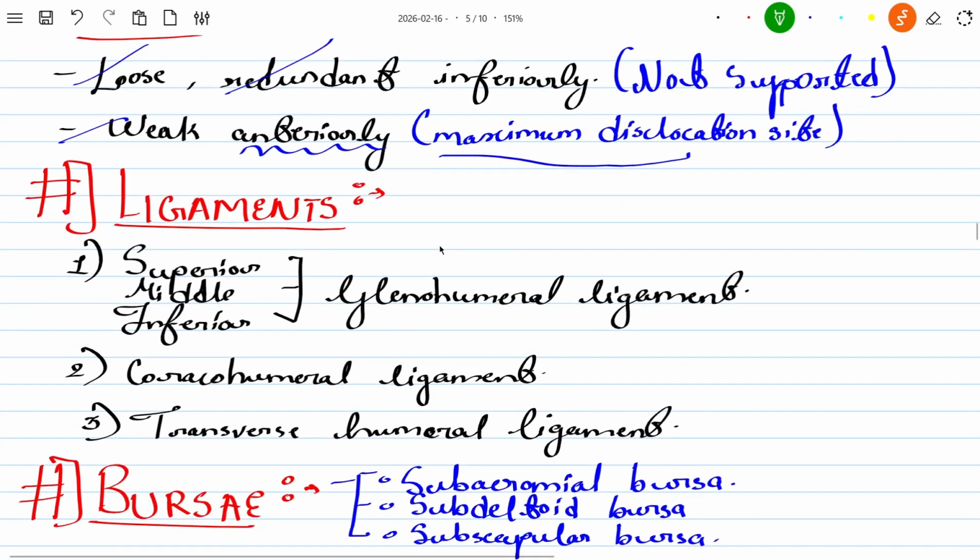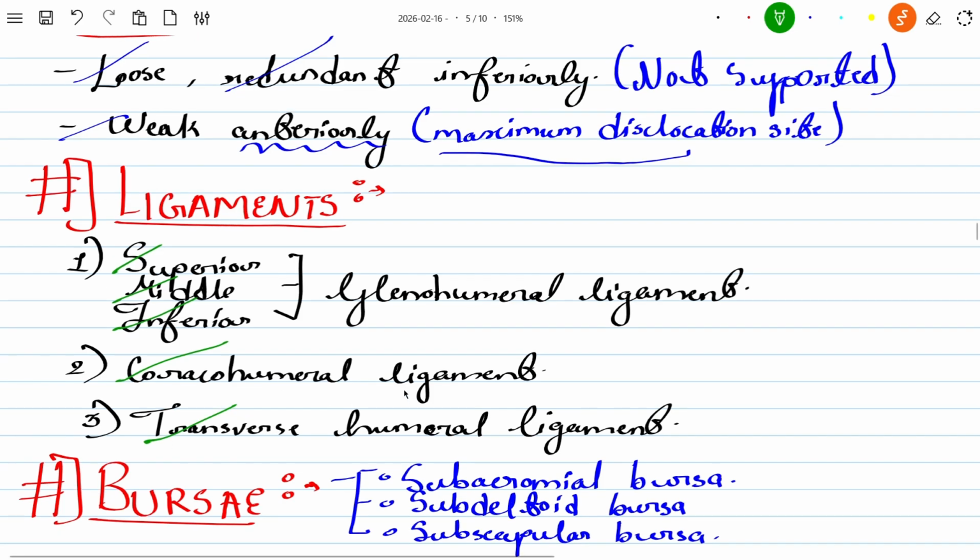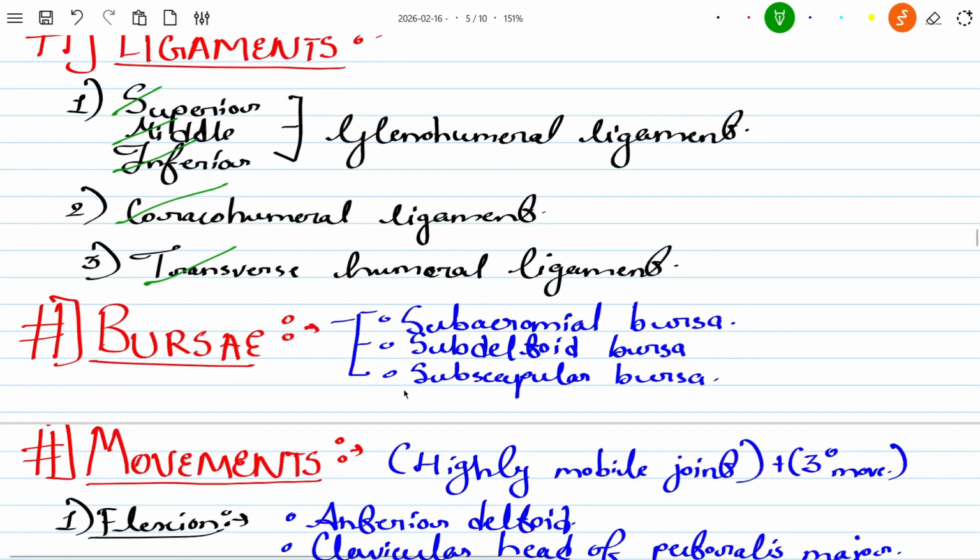Then coming to the ligaments. We have around five main ligaments over here. That is superior glenohumeral ligament, middle glenohumeral ligament, and inferior glenohumeral ligament. Then we have the coracohumeral ligament, which attaches from the coracoid process to the head of the humerus, and the transverse humeral ligament.